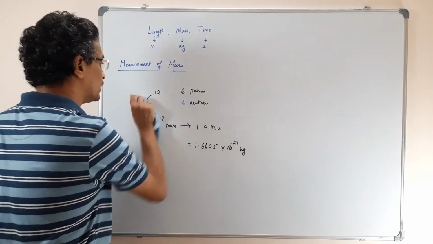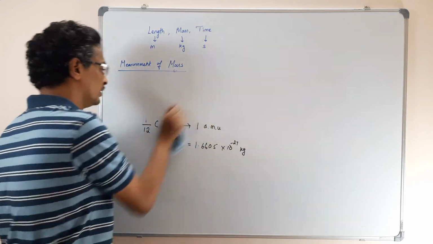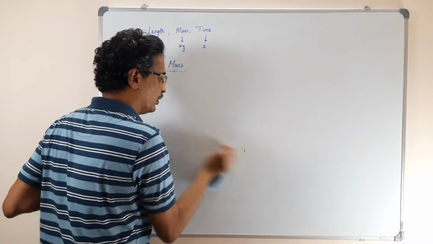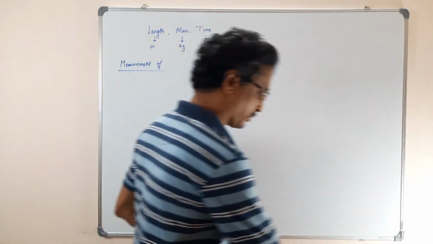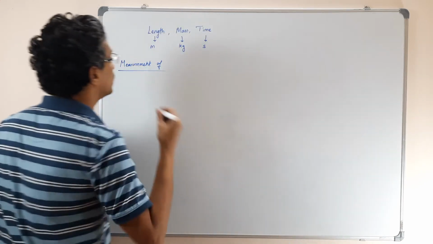Now let us go for the third fundamental quantity. What is that? It's time. So for time also we need a precise measurement, right? Because these three are very important quantities. So that is your time.